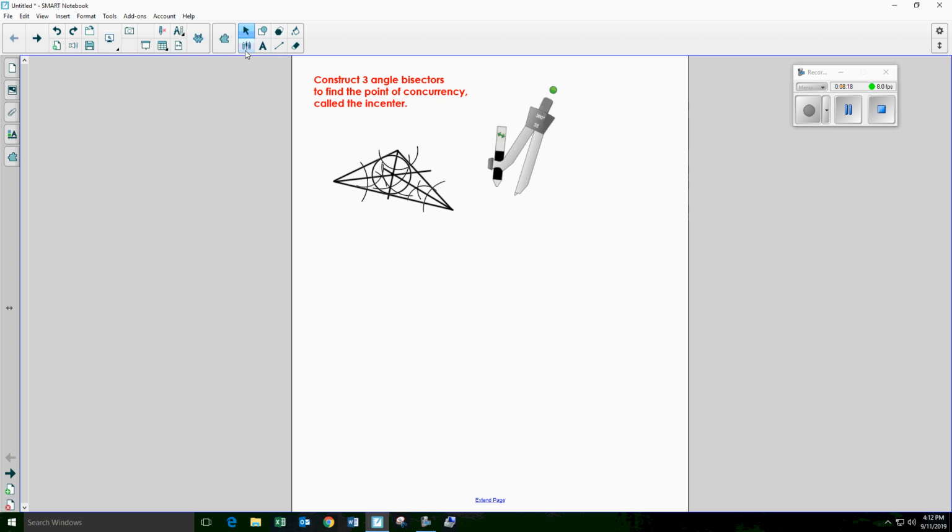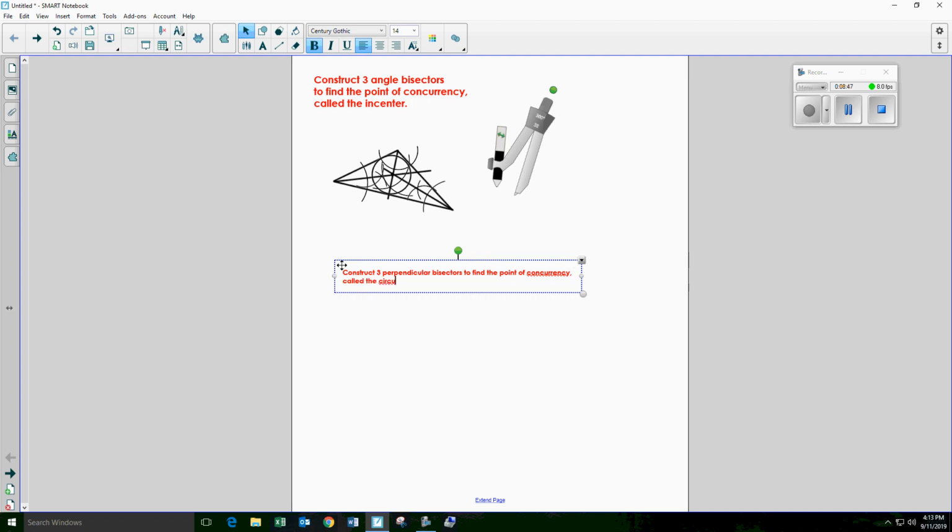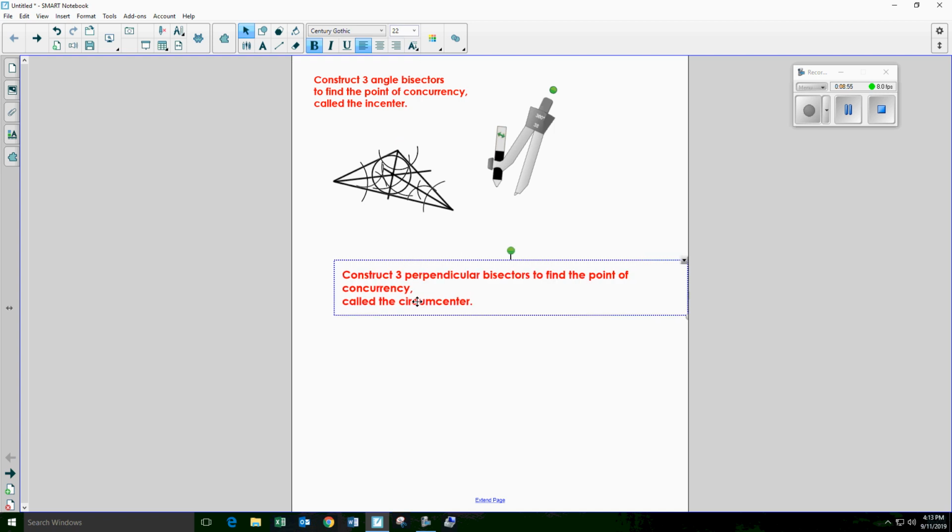Okay, so now let's construct three perpendicular bisectors to find the point of concurrency called the circumcenter. And again, these vocab words are what you're going to have on the test, as I told you, and they were on your last worksheet that I gave you.